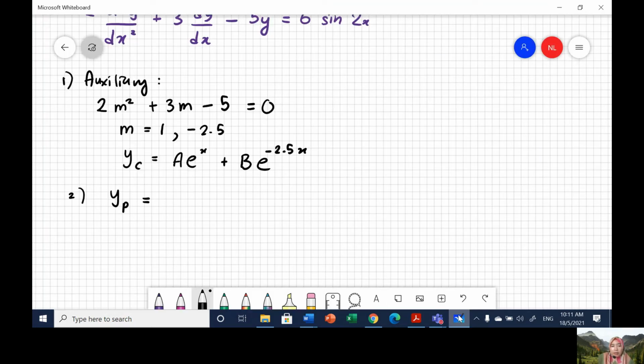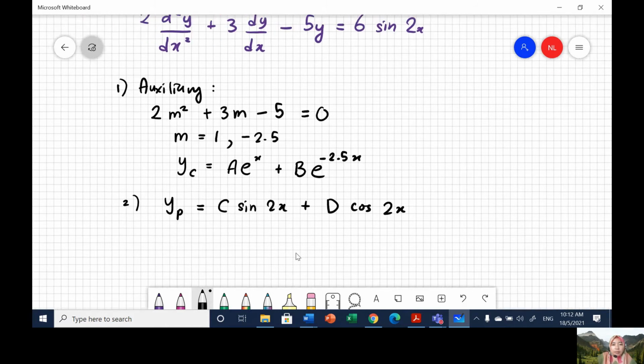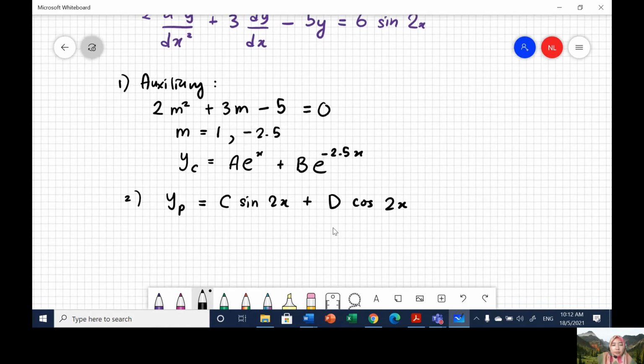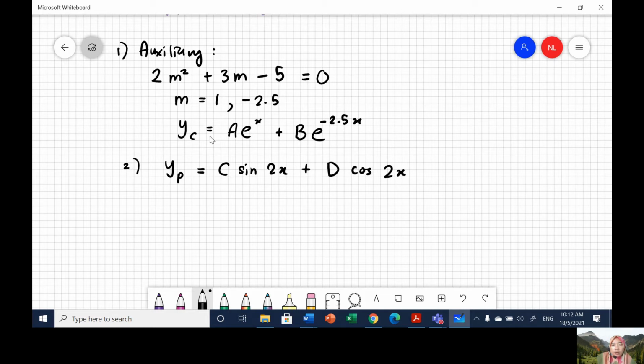So here I'm going to choose the notation c sine 2x plus d cos 2x. There's no issue. Maybe you want to use cos first and then sine, there's no issue, as long as you make sure there is no same symbol given for the constants. So this is our yp. We got this yp because our yc does not contain trigo, so we have a straightforward case here.